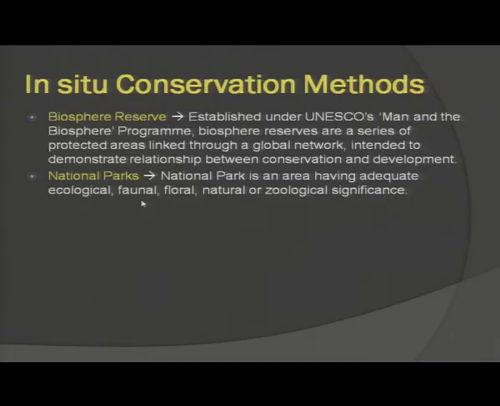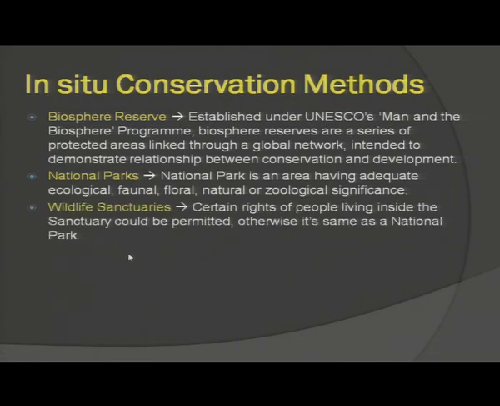Secondly, a national park is also an area which has adequate ecological, faunal, floral, natural or zoological significance. Wildlife sanctuaries are also like national parks, but there are certain rights of people which are granted here. There is some freedom or autonomy to the humans who can go and who can live there.